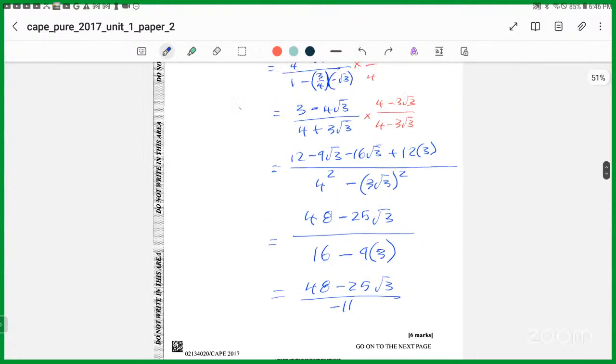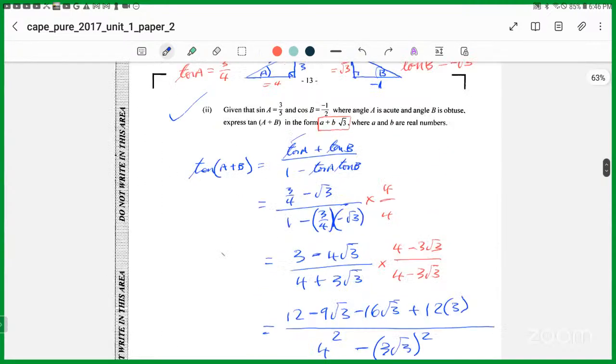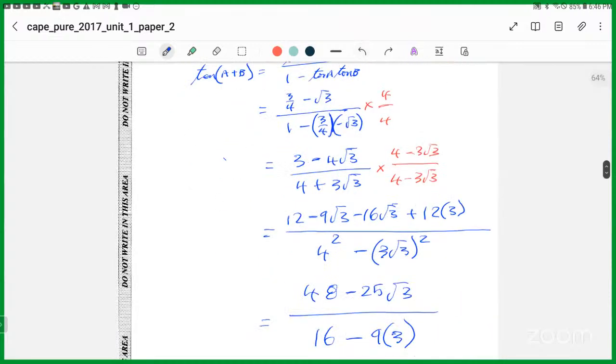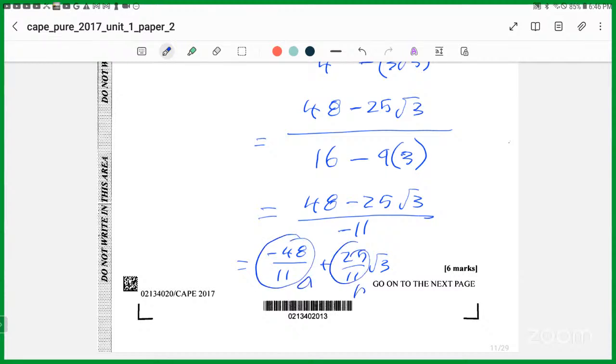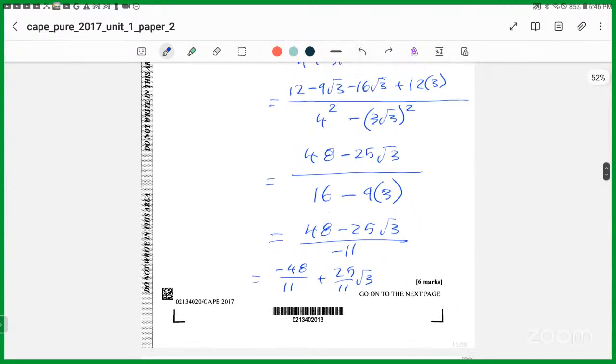And since I want it in this format, we're going to have to divide each of the values by negative 11. So it's divided by the negative 11, giving negative 48 over 11. Then this divided by the negative 11, the minus makes this a plus 25 over 11, root 3. So this is your A, and this is your B. That is what we have right here. Nice question.